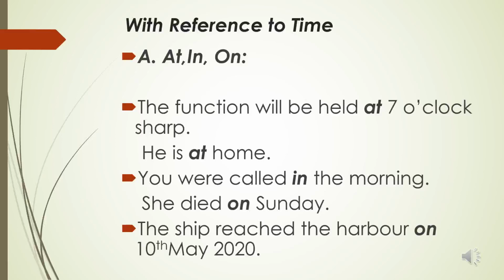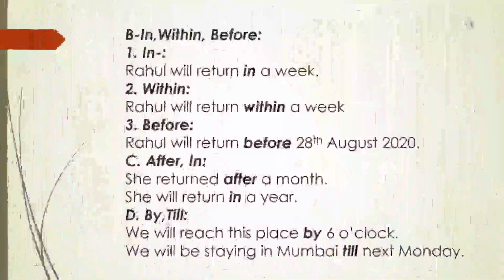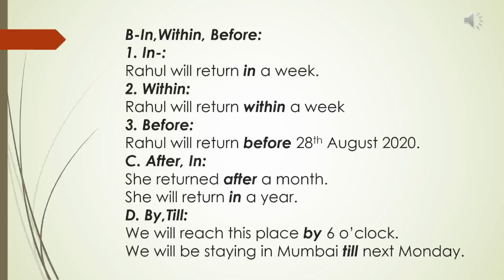On is used with particular dates and days. For example, she died on Sunday. Let us continue with prepositions used with reference to time. In also denotes the end of a period of time. For example, Rahul will return in a week, which means at the end of the week. I will leave in a month, which means at the end of the month.